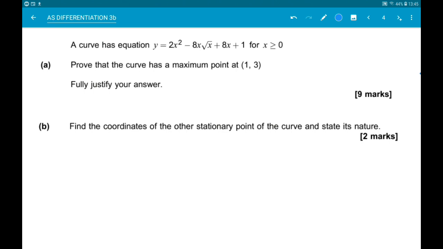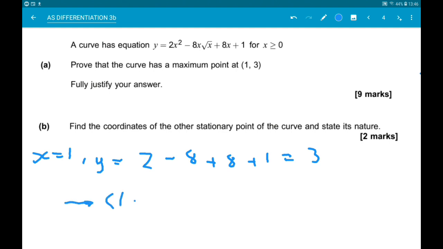So when x is 1, we're going to get y is 2 minus 8, add 8, add 1, which does indeed give us 3. So that tells us 1, 3 is on the curve.